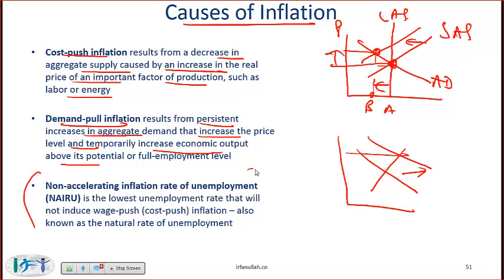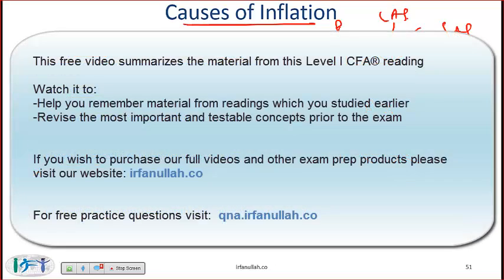I keep seeing this point related to the non-accelerating inflation rate of unemployment, and I would venture to guess that this is a high probability item. But before I read the definition, hopefully you recognize that as the unemployment level goes down, at some point there will be upward pressure on wages. Let's take a country, and just to make this simplistic, a country like Spain where unemployment is very high. Say it is at 10%. If unemployment goes from 10% to 8%, will wages start going up?